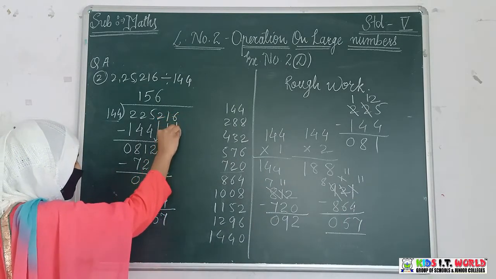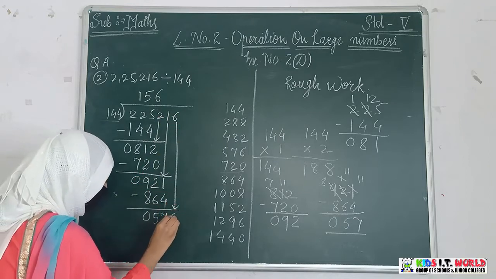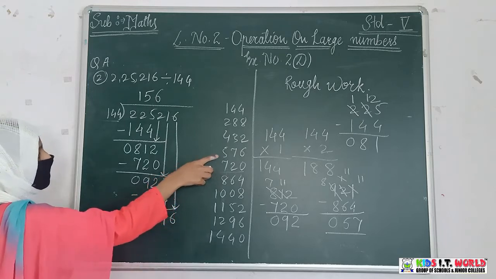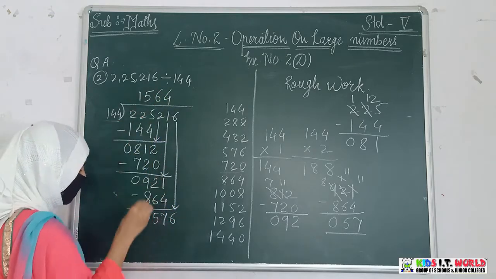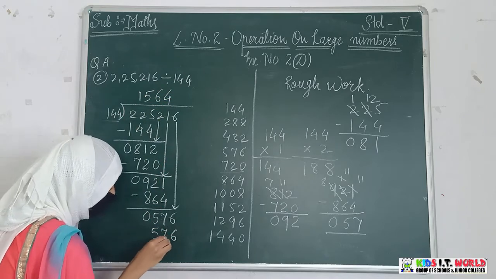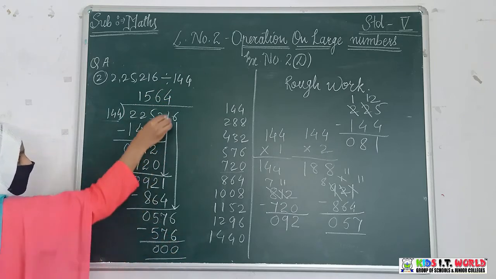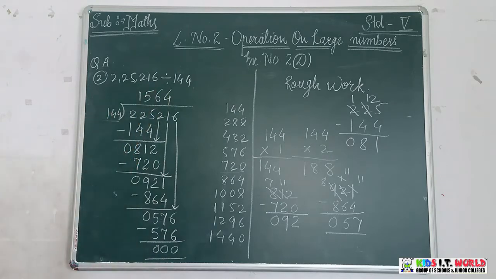Now the last step, you have to take 6 down here. Now it is 576. Now again observe the table. Does the table contain 576? Yes. 144 4s are 576. So you got the remainder 0, which means your answer is correct. So you got the answer 1564.